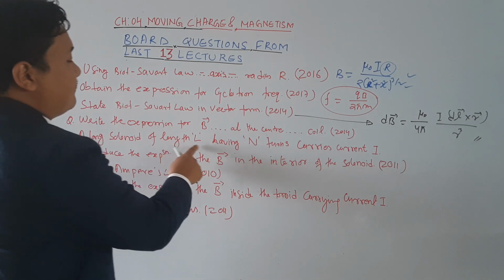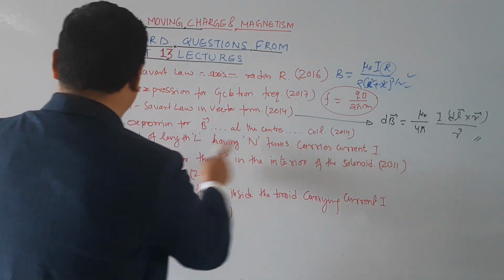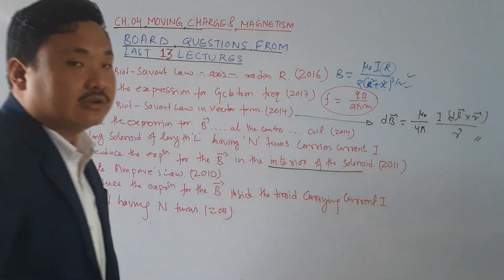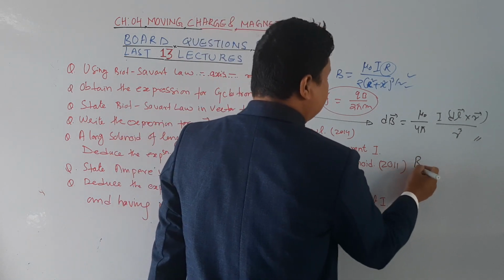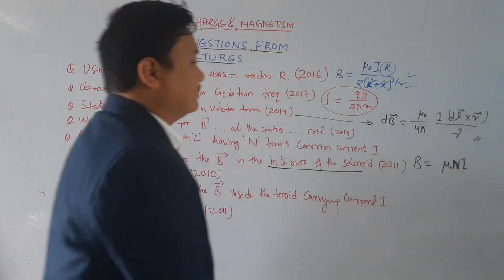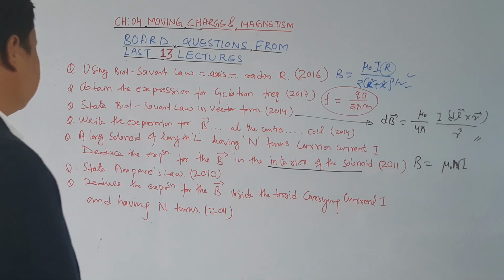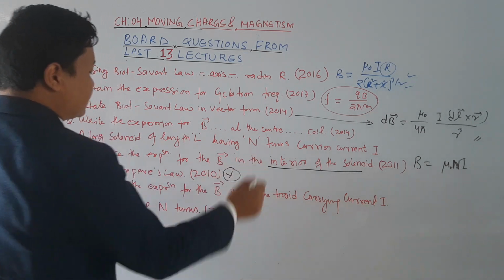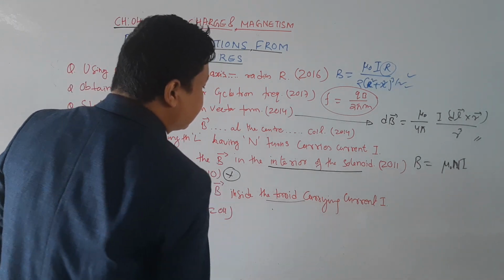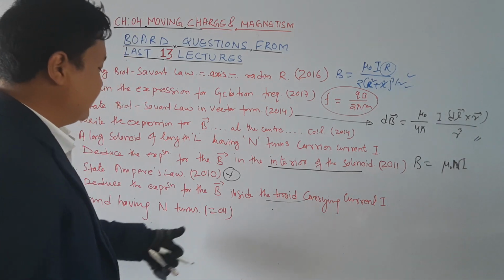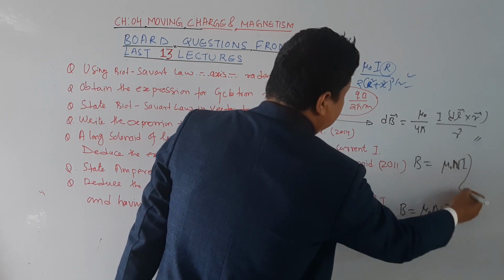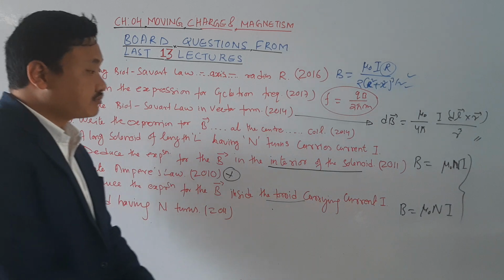A long solenoid of length L having n turns carrying a current I. Deduce the expression for the magnetic field in the interior of the solenoid. In the interior of the solenoid, which you have done, the magnetic field will be mu naught n I. State Ampere's Circuital law. It is very simple. Please go to the video. It was asked in 2010. And deduce the expression for the magnetic field inside a toroid carrying current I and having N turns, 2011. Its answer will also be mu naught n I. The magnetic field due to a toroid and due to a solenoid are the same.